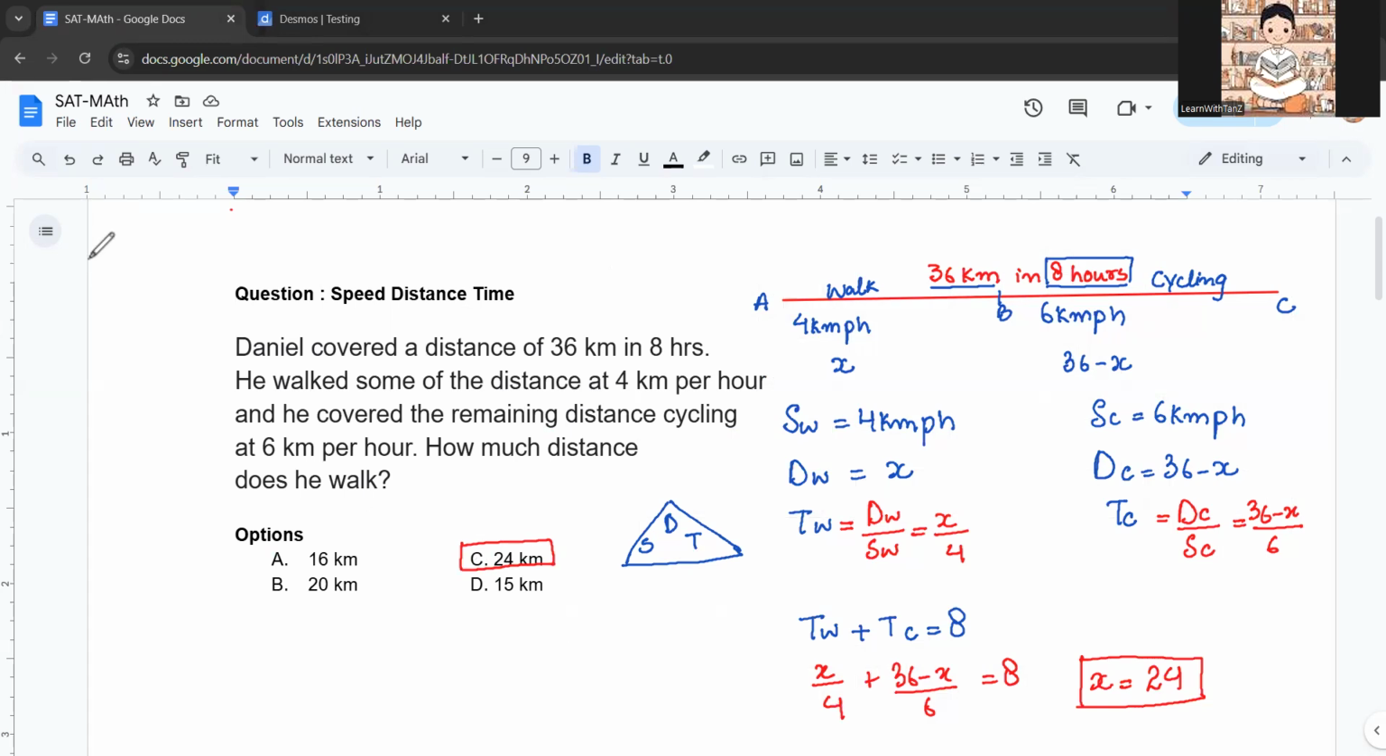If you want to solve it without the Desmos, you can do it by the least common denominator method or by cross multiplication, however you like. If you're doing the SAT exam, my suggestion is to use the Desmos as much as possible.